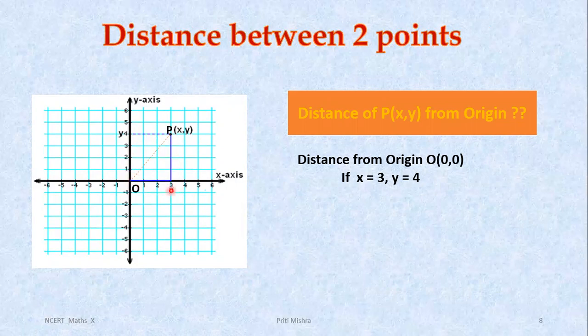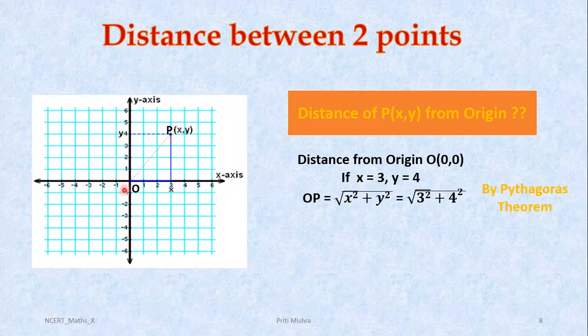OPX. Here, with the help of Pythagoras theorem, in this triangle, we can find out the value of OP. So, for finding out the distance of any point with respect to the origin, we can very easily use Pythagoras theorem, and it is very easy to calculate the distance OP. Then OP will be square root of x square plus y square.